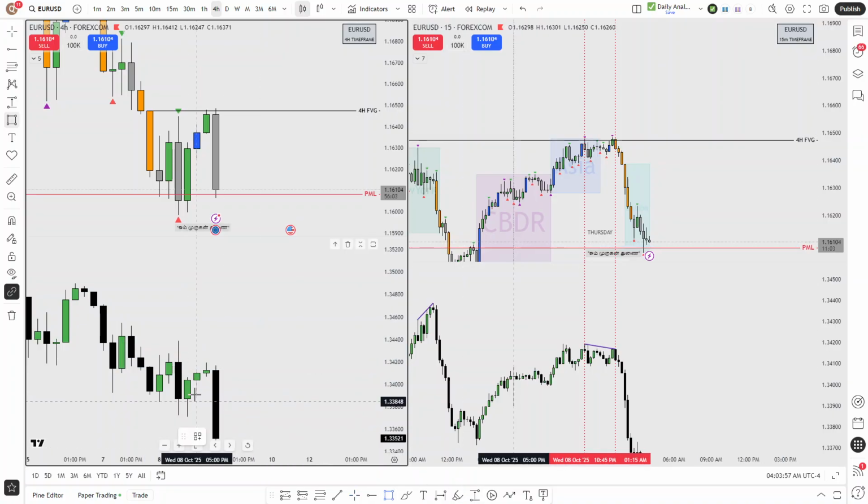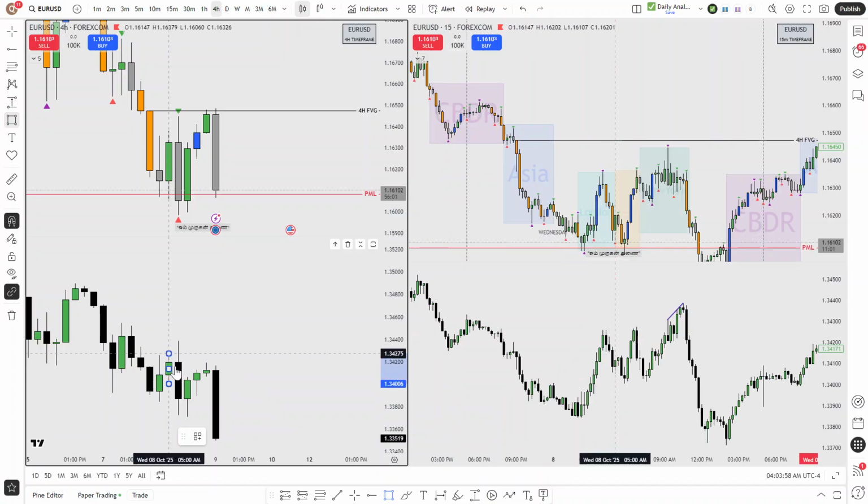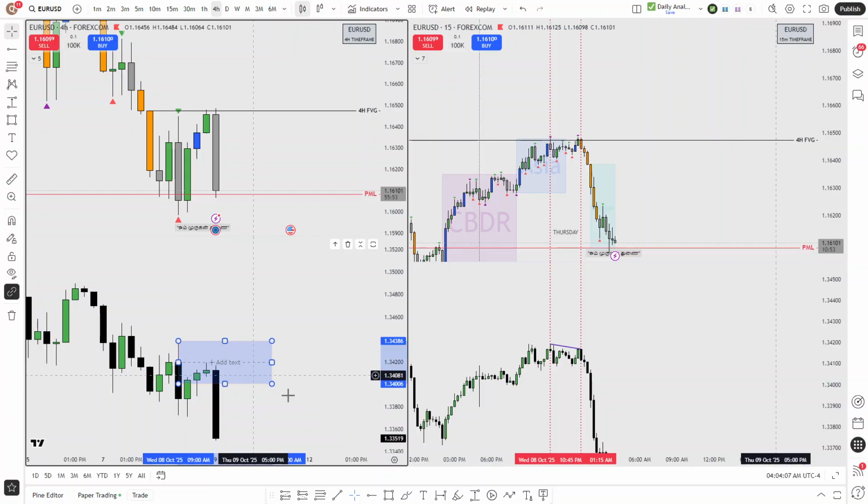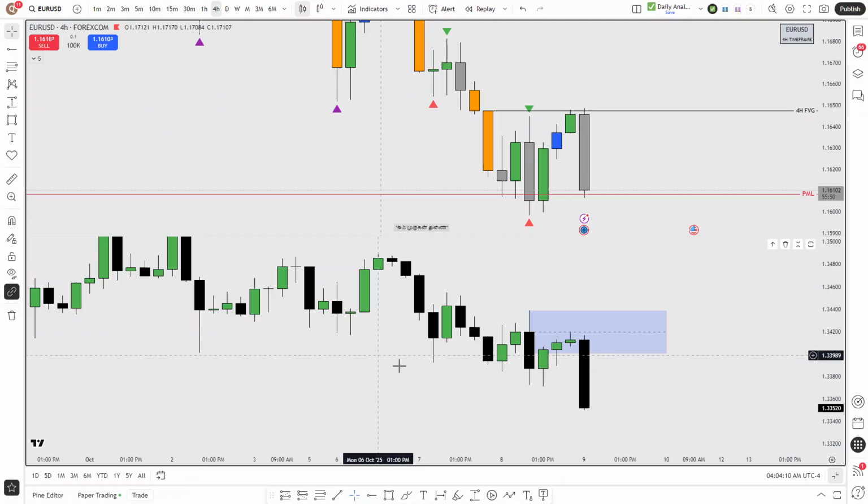So this OB has formed from the previous OB. We can consider this as our first OB. After tapping this OB, this is the next engulfing candle, and this can also be considered as an OB. So pay attention closely here.